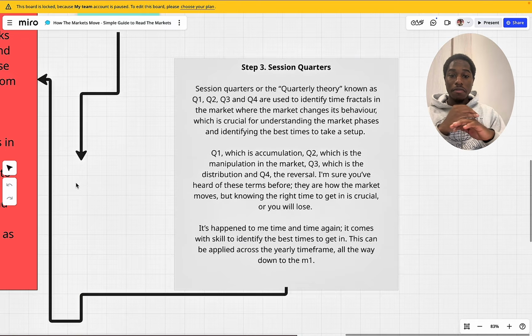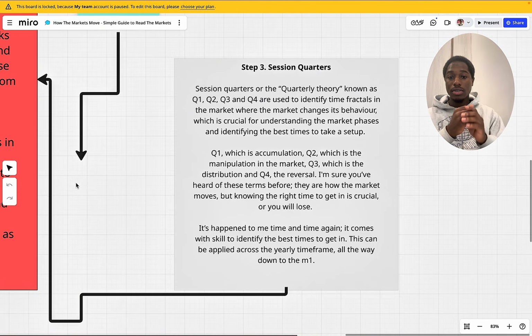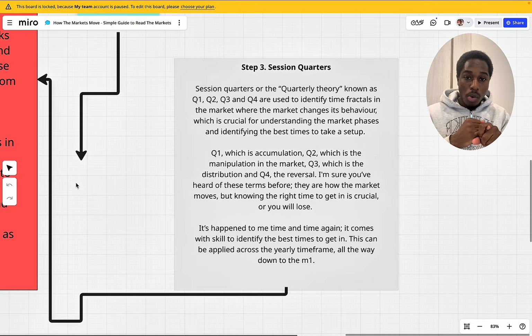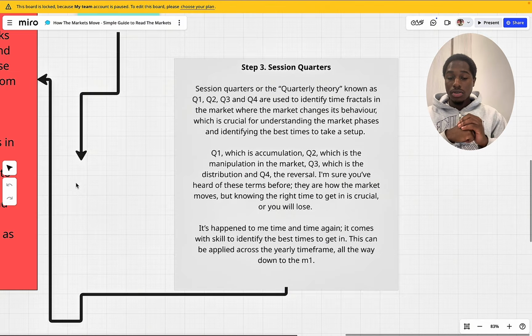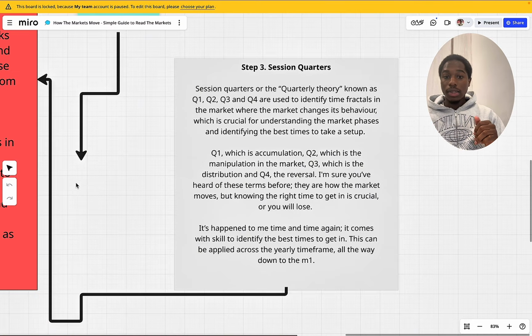Now, Q3 is the distribution move. So after everyone's been faked out, all stop losses have been taken, everyone's trading the wrong trend, the distribution is where the markets start to go in their intended directions. So the banks, the institutions, they're going to be putting in their positions. Now they're going to be trading the trend that they want to be trading. And then Q4, there's the reversal. So when the banks and the institutions have completely come out of their positions and they've taken the trade that they wanted to take, price starts to reverse now because everybody is trading the trend that they wanted to trade.